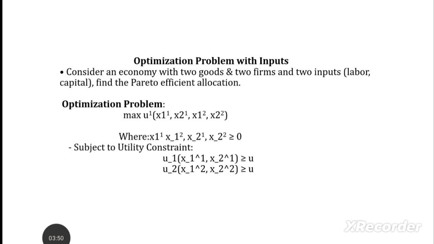Utility constraint: that's how we maximize consumer one's utility while ensuring consumer two gets at least some minimum utility u'2. This maximizes one person's welfare while keeping the other person at a guaranteed satisfaction level.